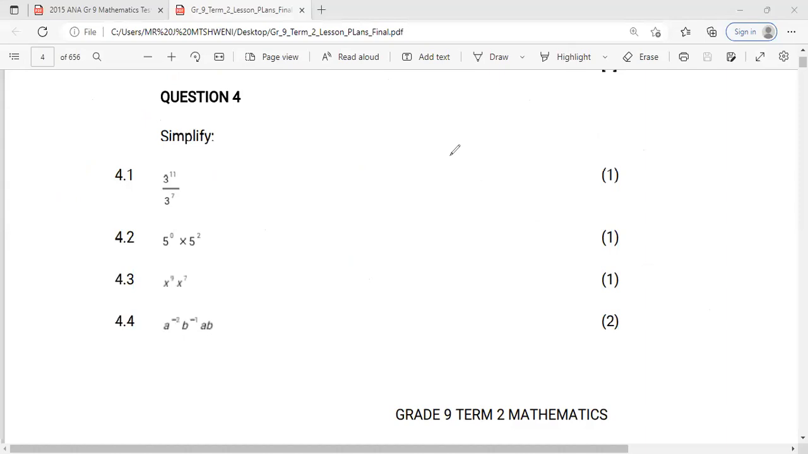Now let us look at this question. This is question 4, a previous paper for grade 9, but it will also help grade 8 because they do the same thing. Now 3 to exponent 11 divided by 3 to exponent 7. Remember, we said when we divide, what do we do? When we divide, we subtract. So what do we do now? We'll take 3 and say 11 minus 7, which equals what? 3 to exponent what? Let's punch and check.